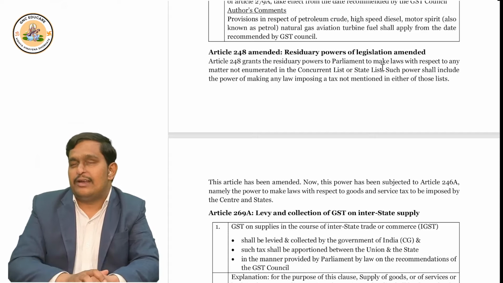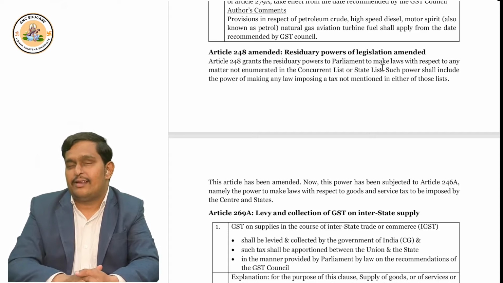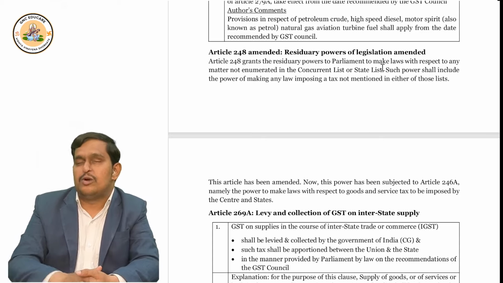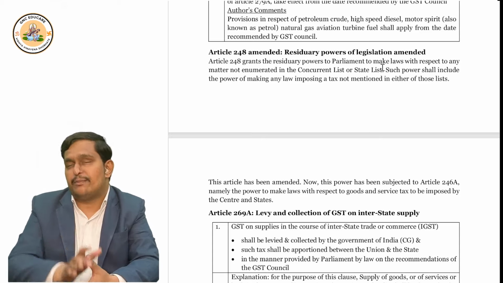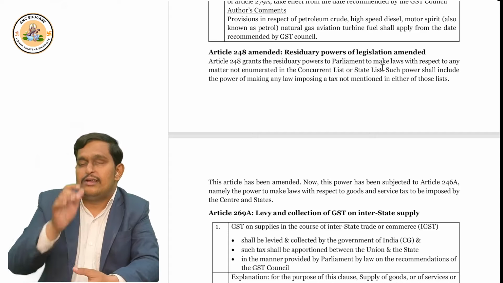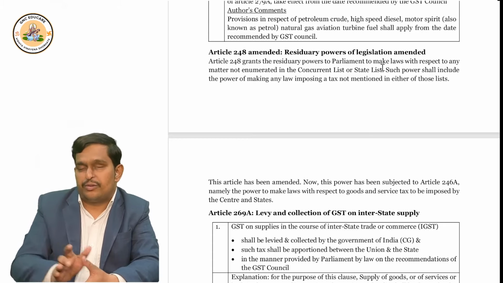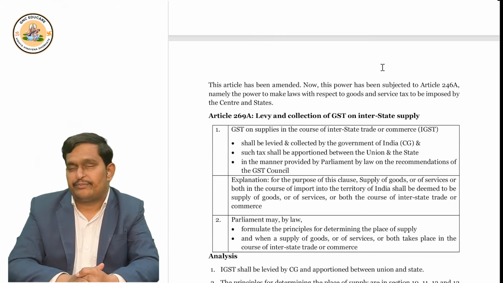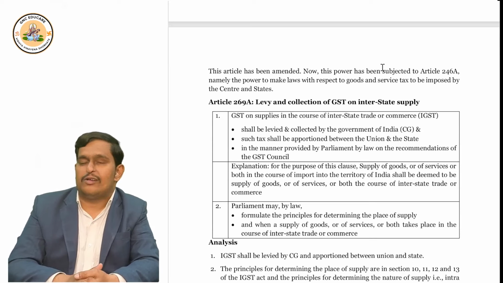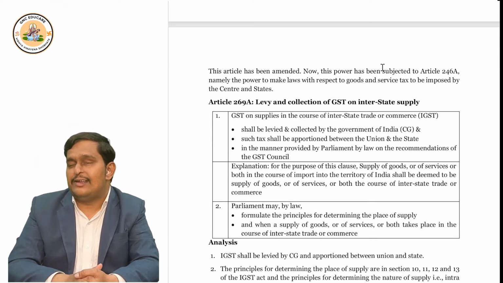Relating to time, relating to place, central government has the power to make the law in relation to time and place of supply also. In relation to interstate supply of goods or services. This way you should understand the constitutional validity of all the provisions.